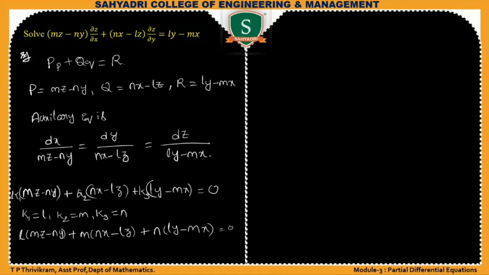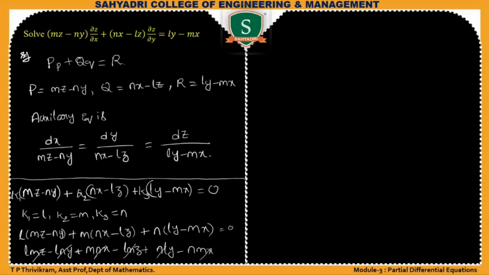So are you getting 0 now? You'll get lmz minus lny, mnx minus lmz, plus nly minus nmx. So here this will get cancelled: mnx, mnx, lny, lny. So you are getting 0. Okay, these things you have to do in rough. Just for your reference I am writing here. You are getting 0. So this is one Lagrange multiplier.